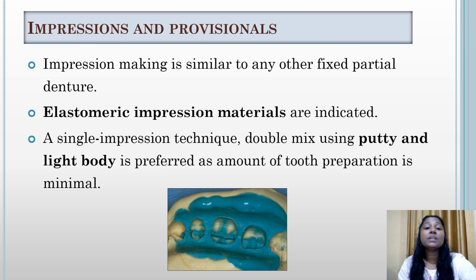So how do we take the impressions for resin bonded bridges? Preferably we use elastomeric impression material. We can use a single step technique or a double mix, whichever is convenient.